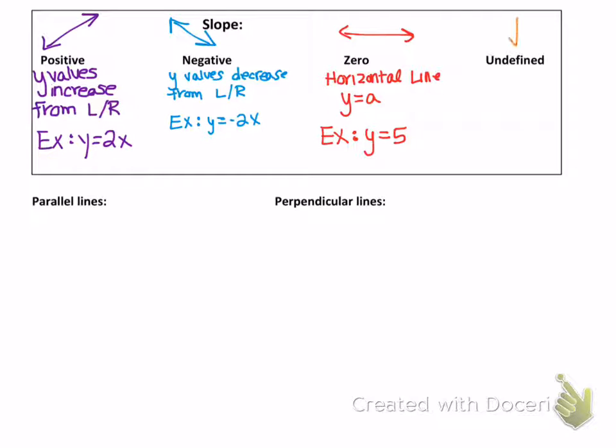If you have undefined slope, this is a vertical line. This is going to be an x equals, because if it's vertical, then it cuts through the x-axis. So it's always going to be x equals any number. So my example of this is going to be x equals 3. Okay, so parallel lines.